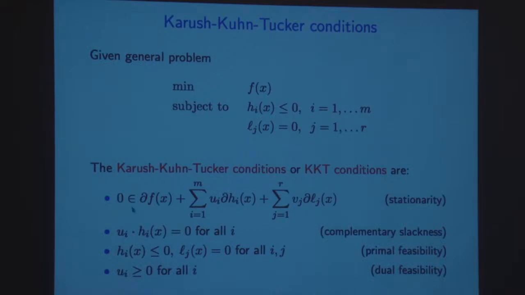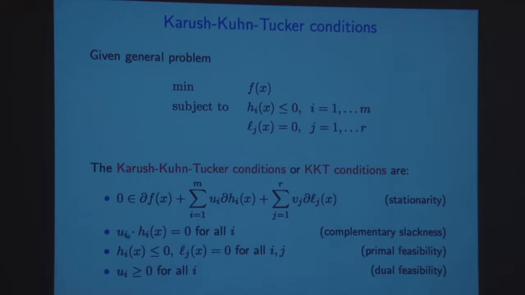It says that 0 has to be in the subgradient of f of x plus the sum of u_i times the subgradient of each h_i of x plus the sum of v_j times the subgradient of each l_j of x. That's like saying that if we wrote down the Lagrangian, f of x plus the sum of u_i h_i of x plus the sum of v_j l_j of x, and we took the subgradient with respect to x, treating u and v as fixed, then there has to be 0 subgradient of the Lagrangian at x.